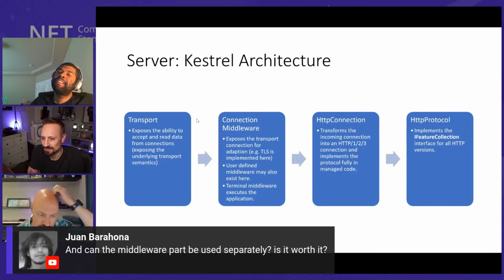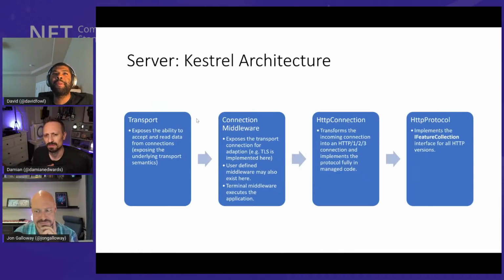So there's another question. Juan's asking, can middleware be used separately? What's the contract? I interpreted that to mean, what's the contract of the middleware? Could I plug it into something else? You can. You would basically need a thing that can host the same model. As long as your transport layer could execute this kind of pipeline, it would work fine.